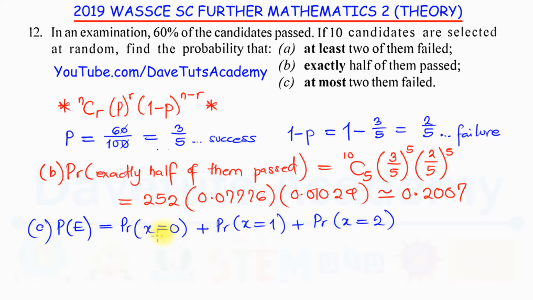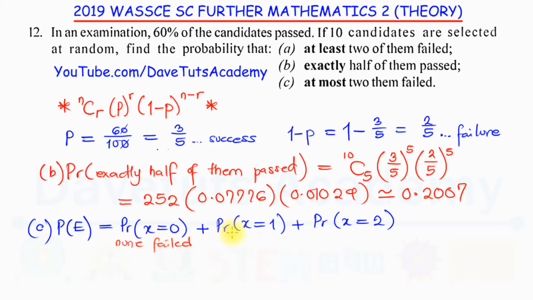So at most 2 of them failed means that the maximum number of those that failed is 2. And for that to occur, we first have a case in which none of them fails. That's why we have x is 0, none failed. I can just note and append that this is none failed.